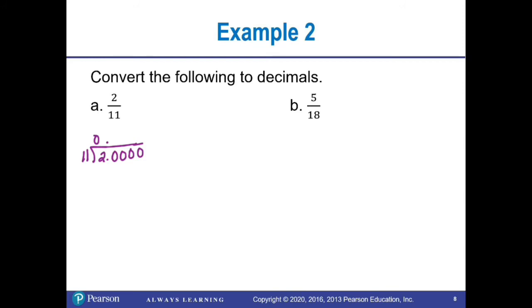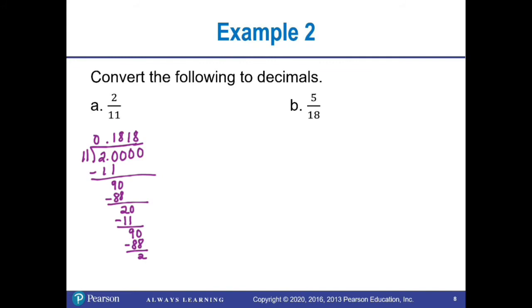11 goes into 20 one time with 9 left. Bring down the 0. 11 goes into 90 8 times with 2 left. Bring down the next 0. 11 goes into 20 one time with 9 left. And notice that we're starting to repeat. Bring down the next 0. 11 goes into 90 8 times with 2 left. So now I've got my repeating pattern.